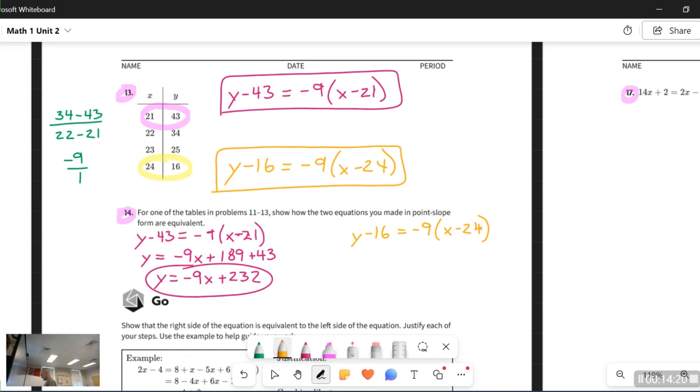Yellow, we get to go through and do the same exact thing. We're going to say y is equal to, we're going to distribute the negative 9 to everything to get positive 216, but then with a positive 16 out there. And we combine some like terms to get to here. And if you notice, both of those equations end up being exactly the same. That's what we're hoping to show: these are going to be the same regardless of what points we choose. When we get them into slope-intercept form, they're going to be exactly the same.